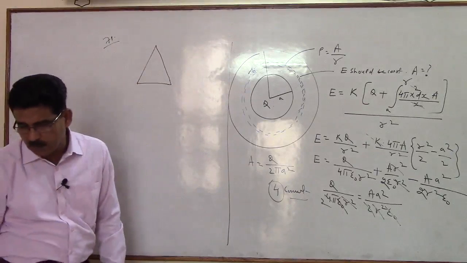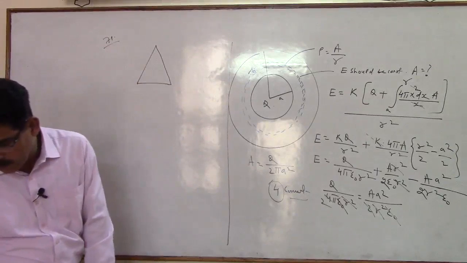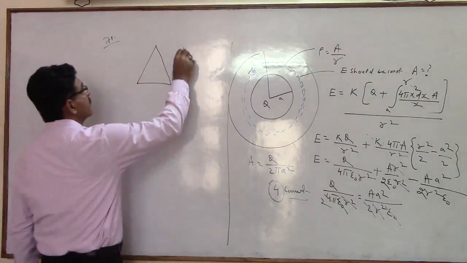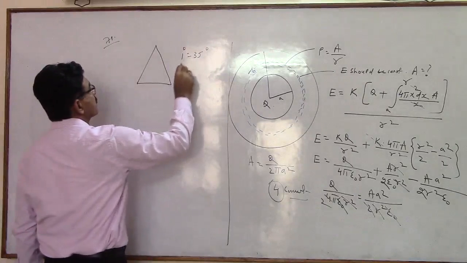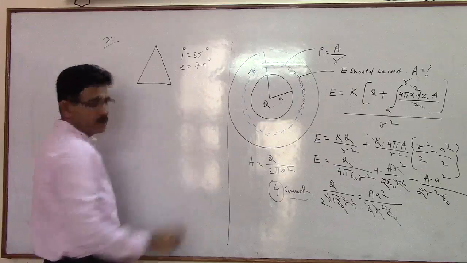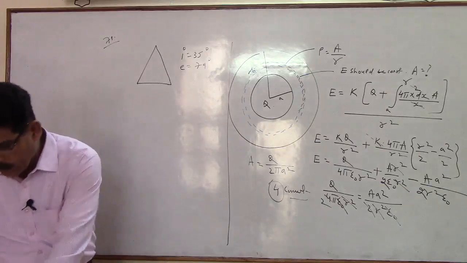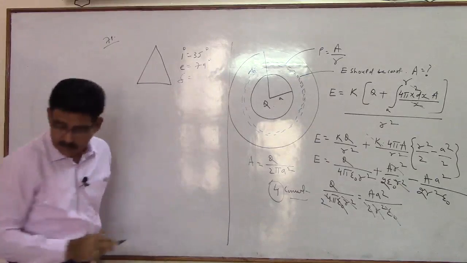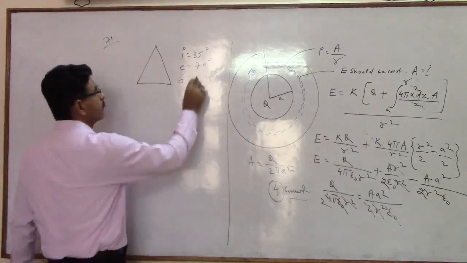So i is given in the problem as 35 degree. Angle of emergence is given as 79 degree. Okay, let me write the data. i is 35 degree, angle of emergence e is 79 degree. And one more thing he has given, that is the angle of deviation, that is delta, is given to you as 40 degree, right?